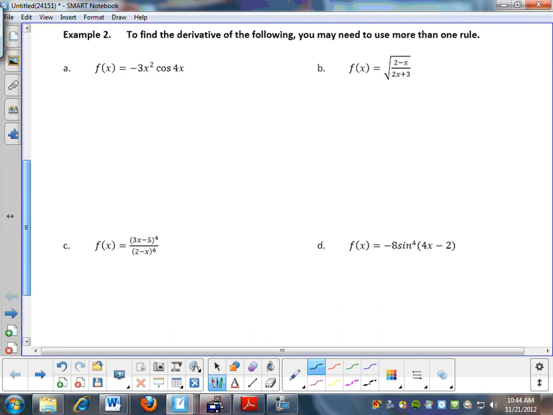Okay, letter A. Find the derivative of the following. It says you may need to use more than one rule. Greta is almost correct. We don't have to use the chain rule twice. What do we need to use? The product rule along with the chain rule. Andrew. You can do that, yes.